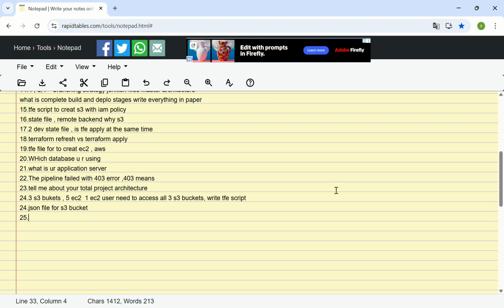And what are the types of S3 buckets? Tell me about storage classes, how many storage classes are there?